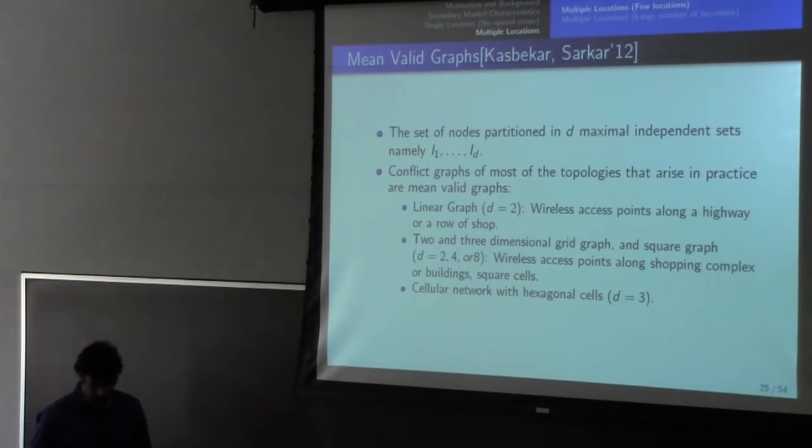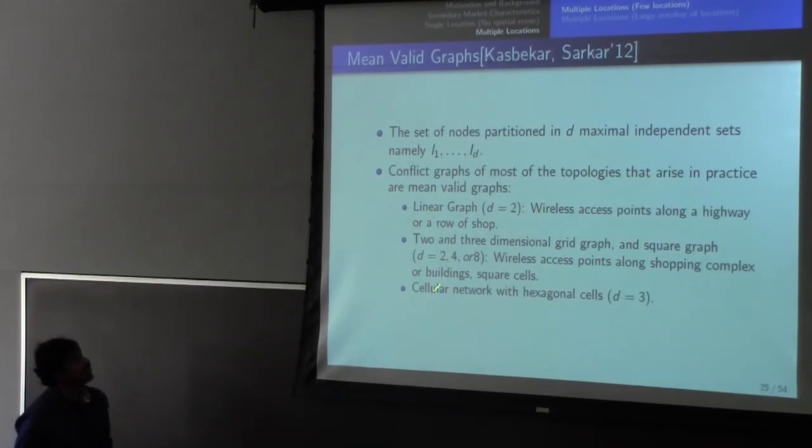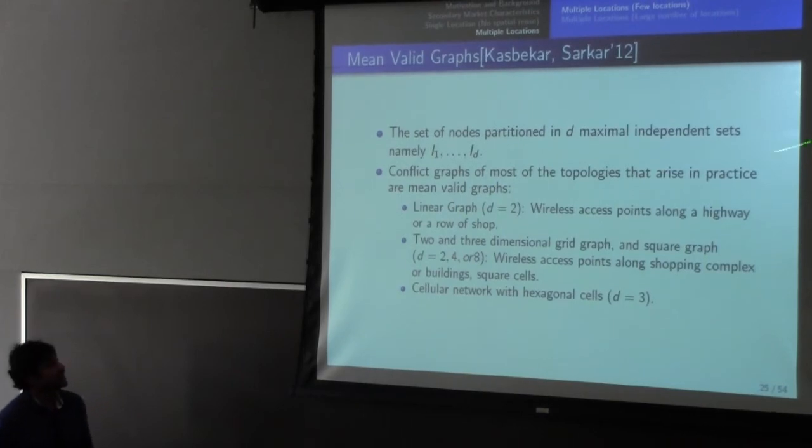Okay. So we look into some specific conflict graphs which are known as min-valid graphs. In this min-valid graph, the set of nodes can be partitioned into D maximal independent sets. So what is a maximal independent set? It is an independent set where you cannot add another node and remain independent.